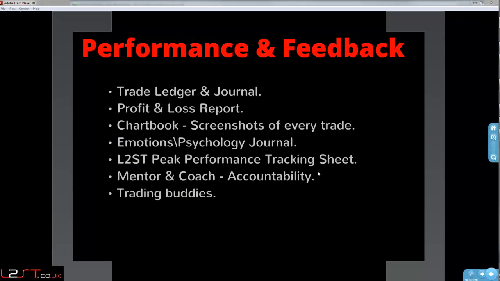So that's the peak performance tracking sheet. I use that with my mentorship students, and it helps a hell of a lot. Have a mentor and a coach. It provides the accountability. Sometimes it's difficult to be accountable to yourself and keep mentoring and coaching yourself. Now, some of us are a lot more self-motivated and disciplined to keep ourselves on the right path. But there's a number of ways. A lot of traders like to be in the trading room because that helps them stay disciplined and see how it's done on a daily basis.